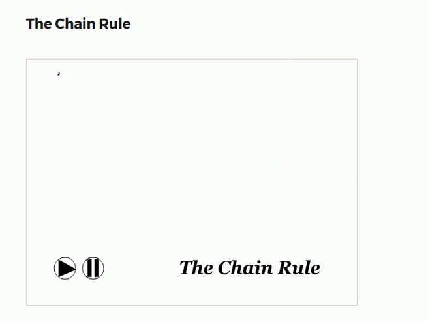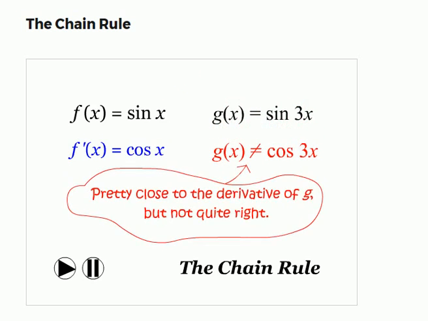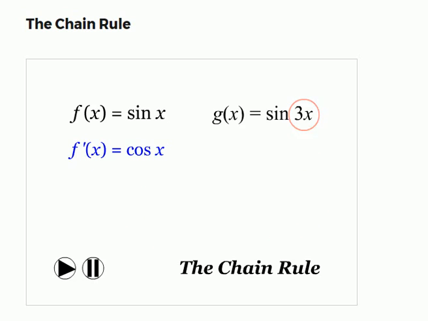If you're going to try to find the derivative of sine of x, you probably know already that the answer is cosine of x. However, if you want to find the derivative of sine of 3x, well, let me tell you something, it's not cosine of 3x. It's close, but it's not quite right. The problem is that there's a 3x inside that sine instead of just a plain old x.